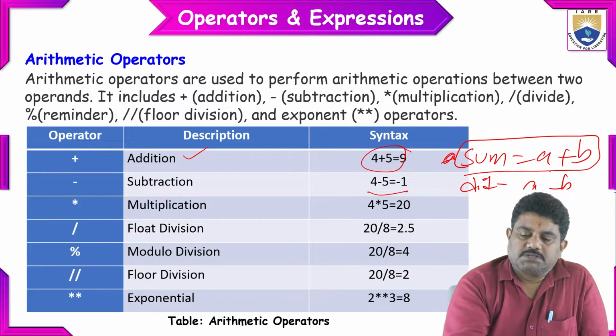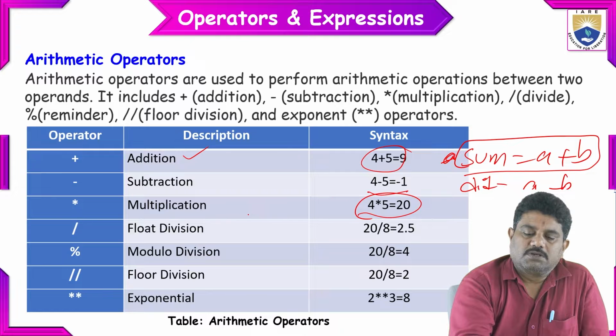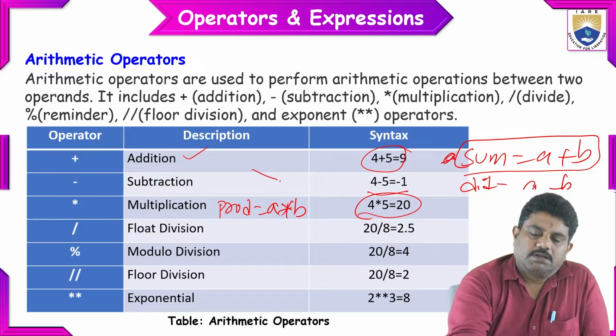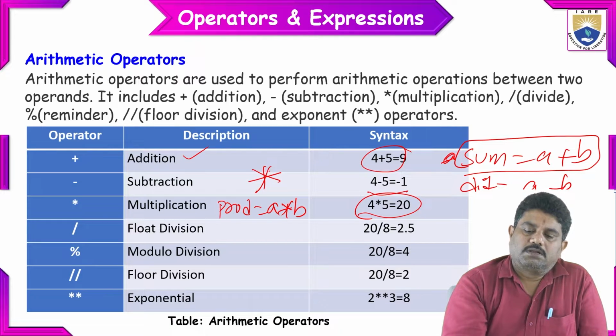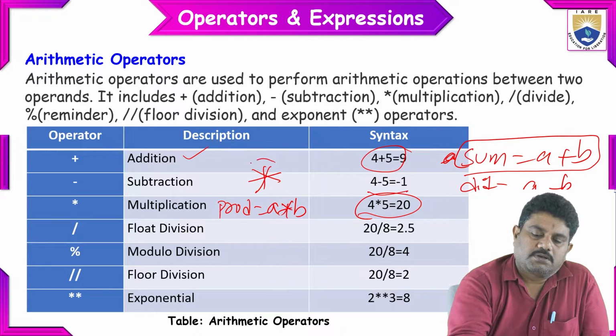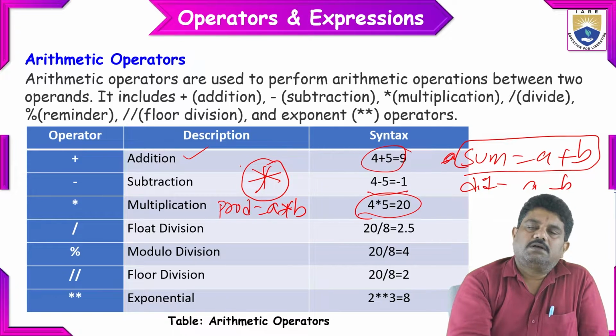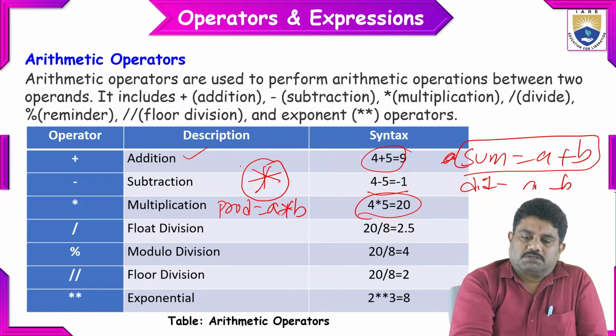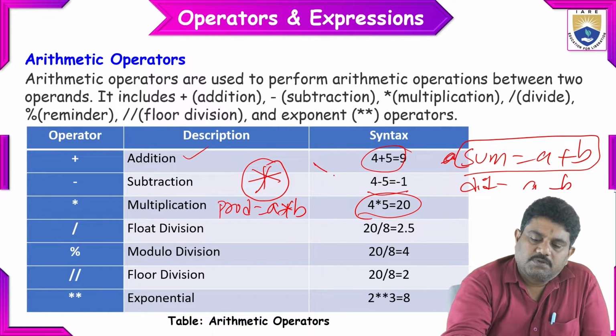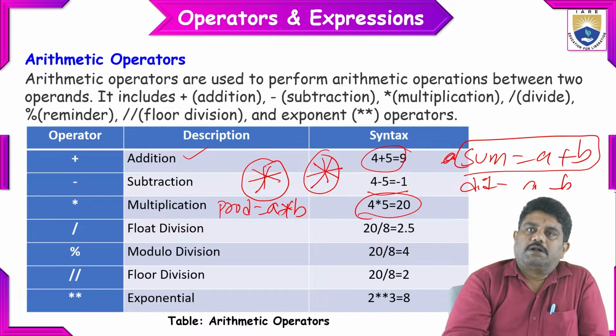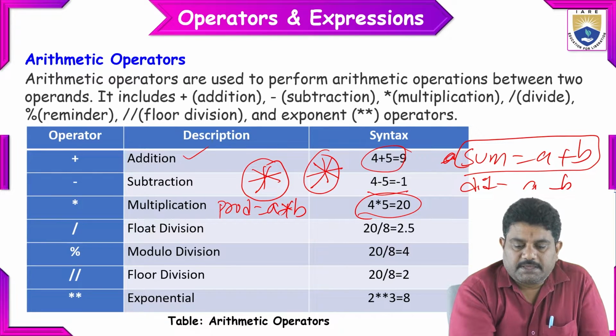And then multiplication. So product equal to a star b. You need to remember that in almost all computer languages, star is used to indicate multiplication. In mathematics we generally use the cross symbol, but here in the area of computers, we use star as the multiplication symbol. So like this we can use.